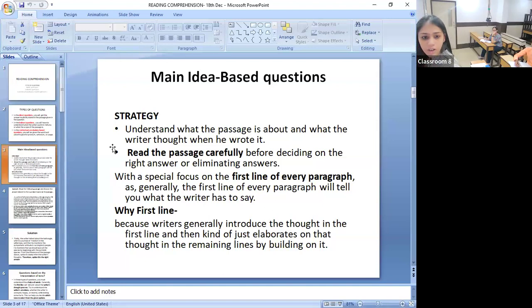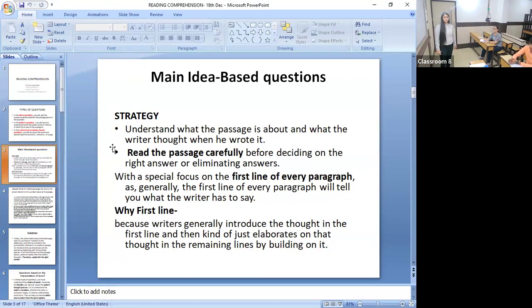Got it? So you can just write down the word strategy in your notebook. So when you write strategy, you just write first is focus on first line of every para. Every is important, not just the first para, first line of every paragraph. And second strategy is elimination. Elimination policy. Follow this elimination policy, it will become easier.